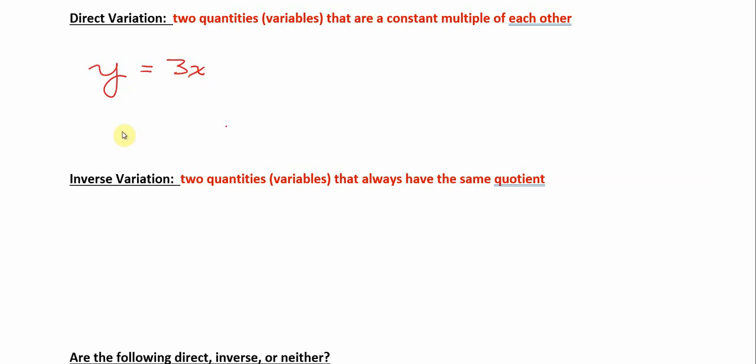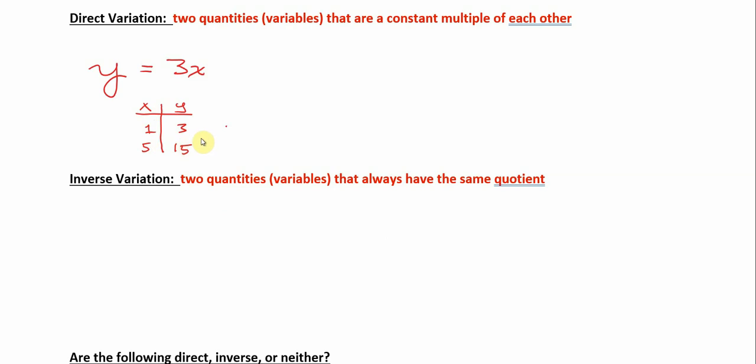So for example, if you were to make a table, x and y, if x is 1, then y is 3. If x is 5, then y is going to be 3 times 5, or 15. Whatever you see in the left column, you multiply by the same number to get to the right column.